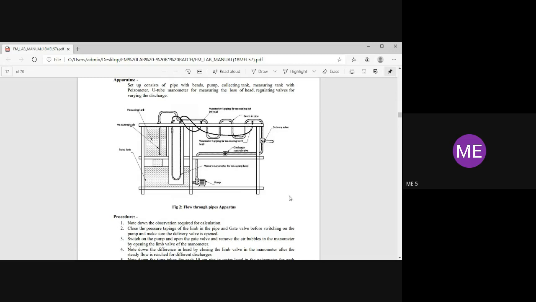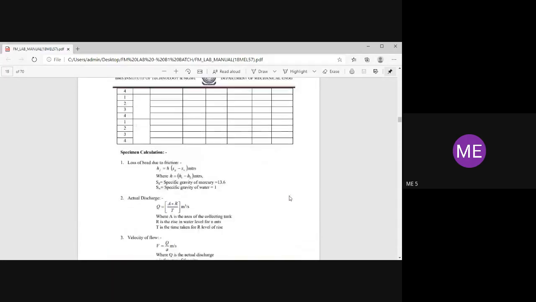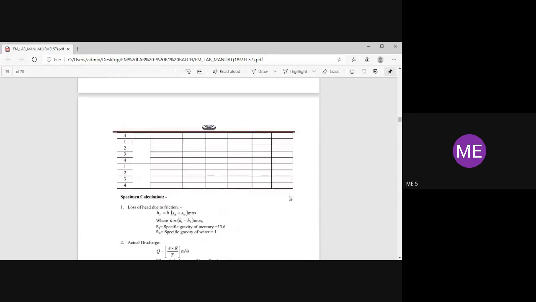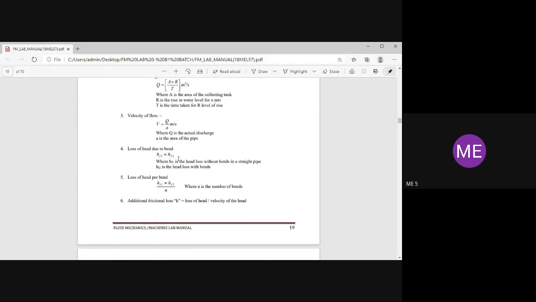So first you are going to find out the loss of head for the entire 27 mm GI pipe. After that, you find the loss of head per bend as HF1 minus HF2 divided by 8. Remember, it's a standard number, that is 8. There are totally 8 bends. The only extra calculation is HF1, HF2, and then the loss of head for bend, HF1 minus HF2 divided by N.